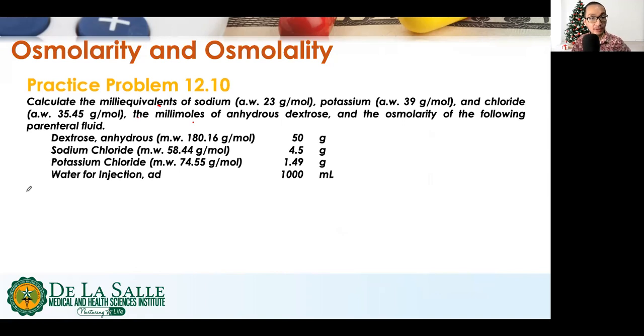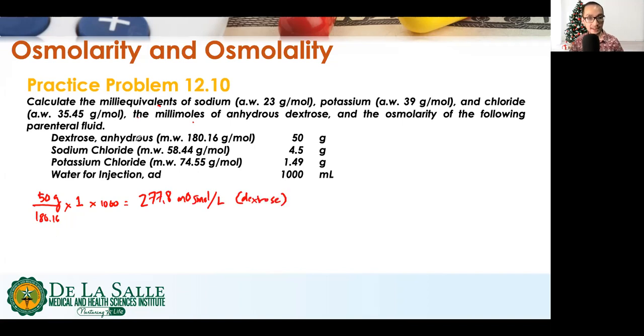Let me start with dextrose. I have 50 grams of dextrose in a liter, divided by 180.16 grams per mole, times the number of particles, 1, times 1,000. This is the milliosmoles contributed by dextrose. So 50 times 1,000 divided by 180 is 277.8 milliosmoles per liter. This is what dextrose contributes.